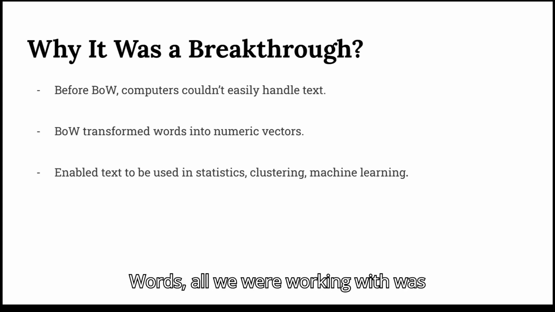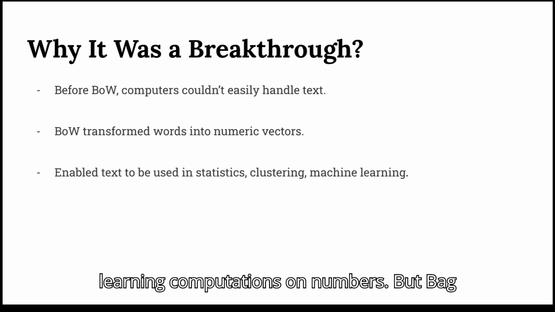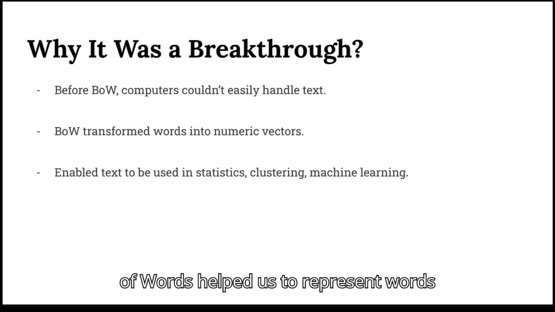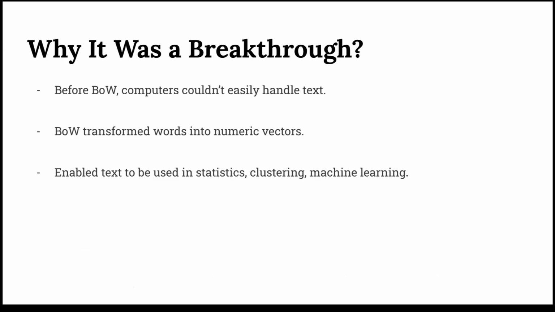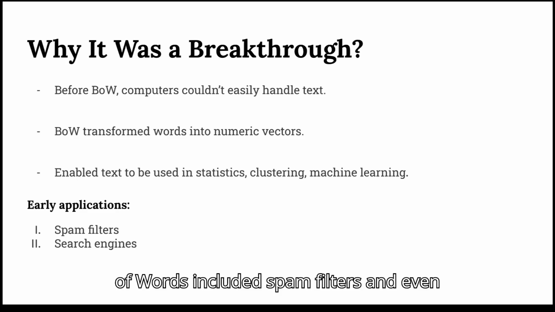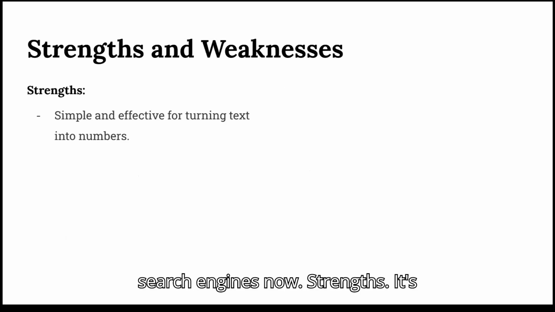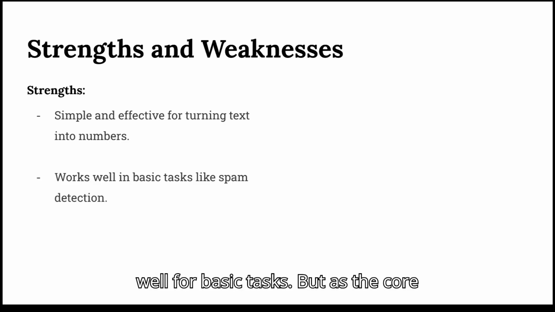Before bag of words, all we were working with was numbers, and we were able to do machine learning computations on numbers, but bag of words helped us to represent words as numbers so that we can start using the same machine learning models on text. And some of the early applications of bag of words included spam filters and even search engines. Now, strengths: it's very simple and it's effective for turning text into numbers, and it works well for basic tasks.